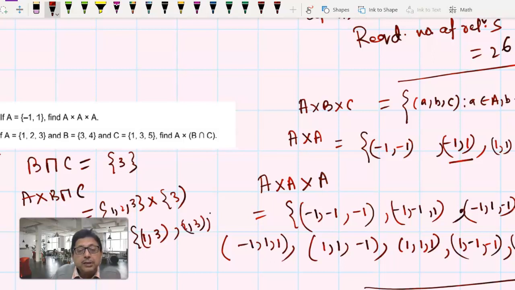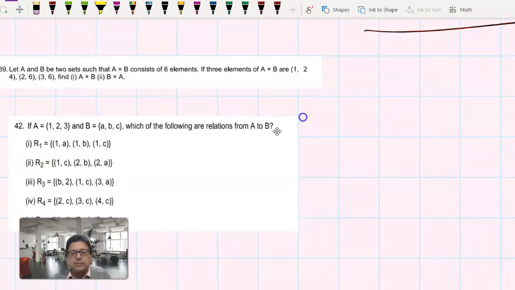2, 3, 3, 3, and that is over, because you can take 1 with this 3, 2 with this 3, and 3 with this 3. No other element is possible. So this is how it is found, A cross B intersection C.